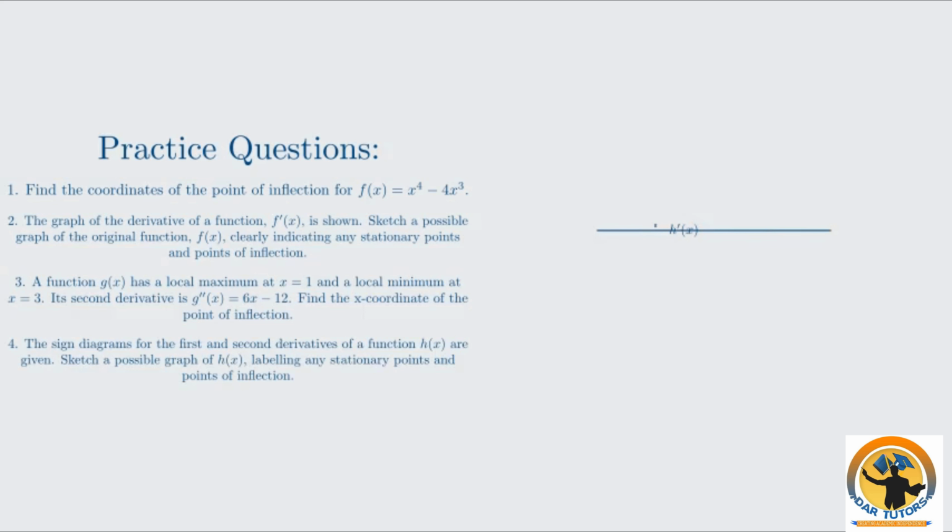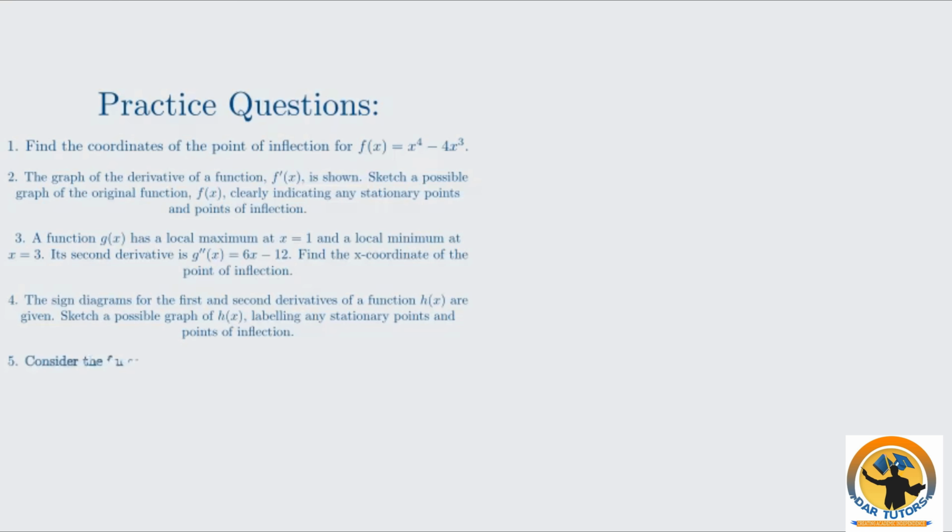Question 4. The sign diagrams for the first and second derivatives of a function h of x are given. Sketch a possible graph of h of x, labeling any stationary points and points of inflection. Question 5. Consider the function k of x equals x times e to the power of negative x. Find the coordinates of the point of inflection.